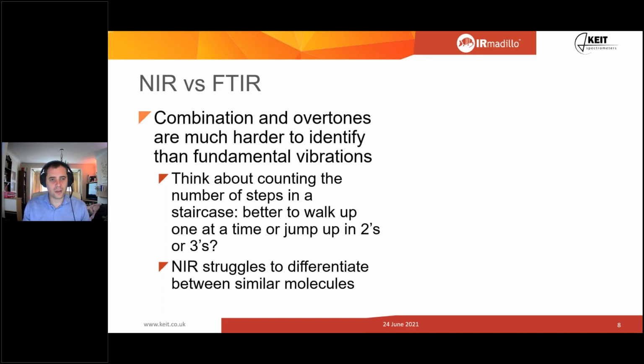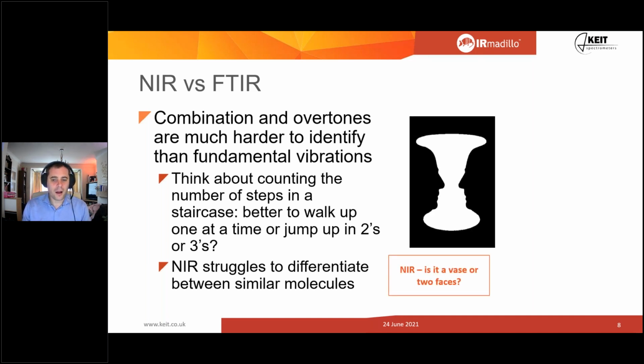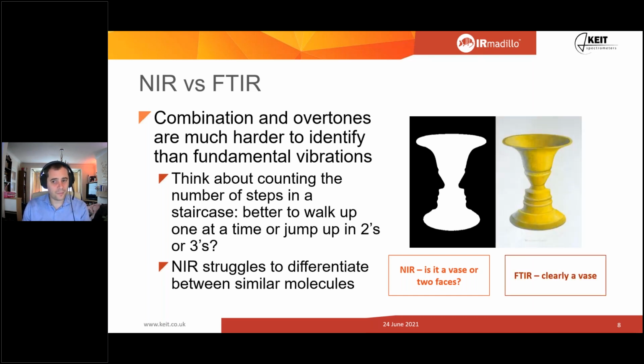NIR doesn't have the granularity of data that FTIR does. So another example, NIR would give you this level of information. Is this picture a vase, or is it 2 faces looking at each other? It gives you the shape, it gives you a rough idea of what's going on, but you don't get anything else from that. FTIR can tell you it is clearly a vase.